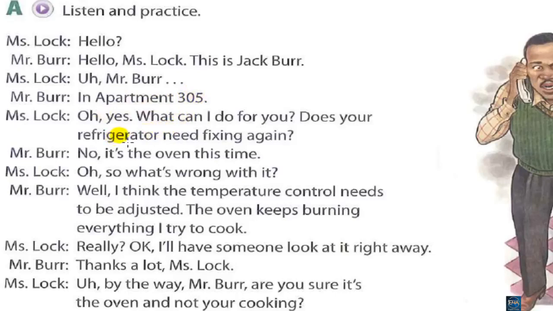What was the last problem? The refrigerator needed fixing. Now, what is the problem? It's the oven. The oven of the cooker. What's wrong with the oven? The temperature control needs to be adjusted. The temperature control needs to be fixed. The oven keeps burning everything.